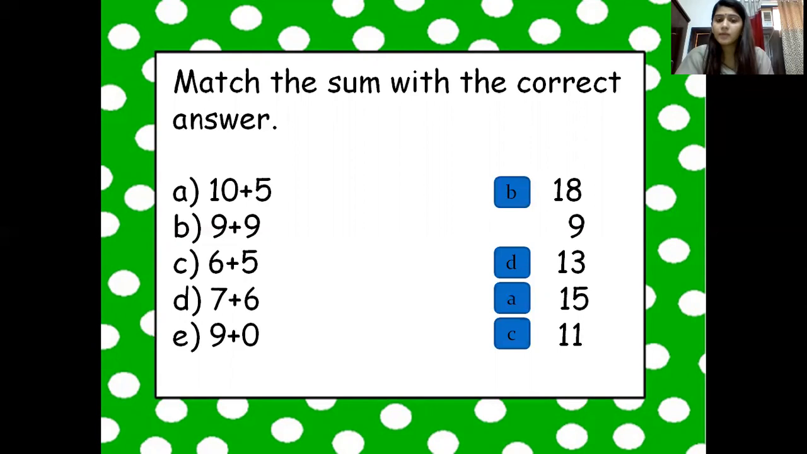E part. 9 plus 0. When we add 0 in a number, the answer is number itself. So 9 plus 0 is equal to 9. And 9 is also given here. So in front of 9, we will write E because this is the answer of E part. Done?